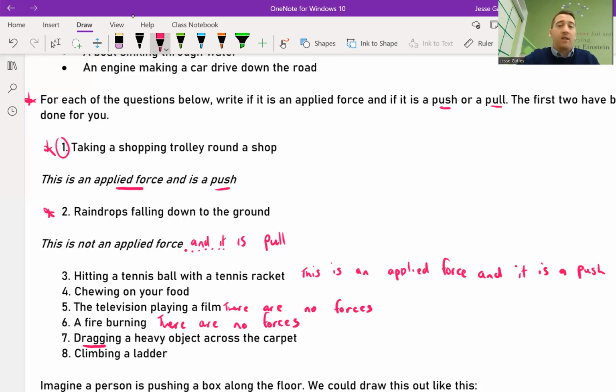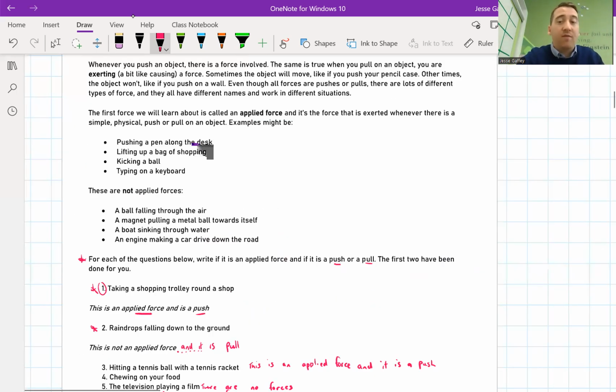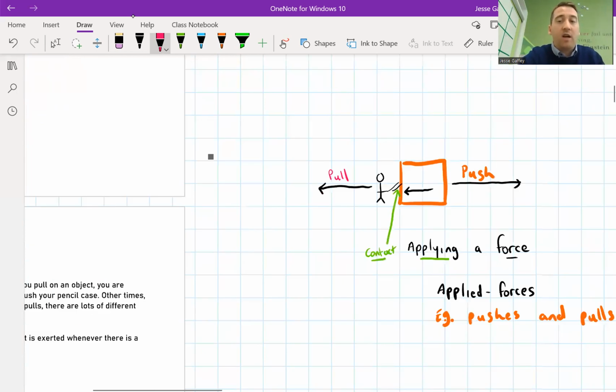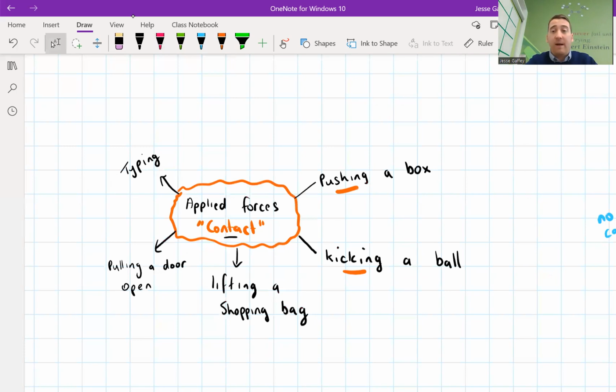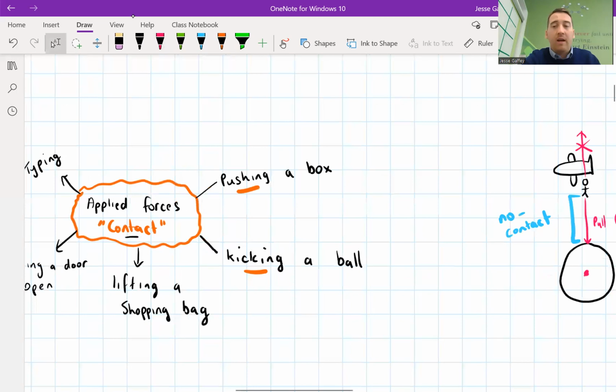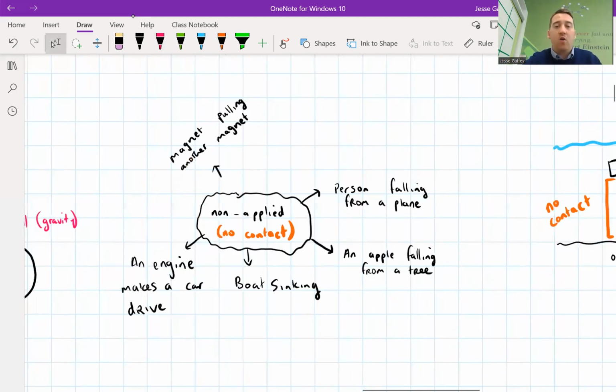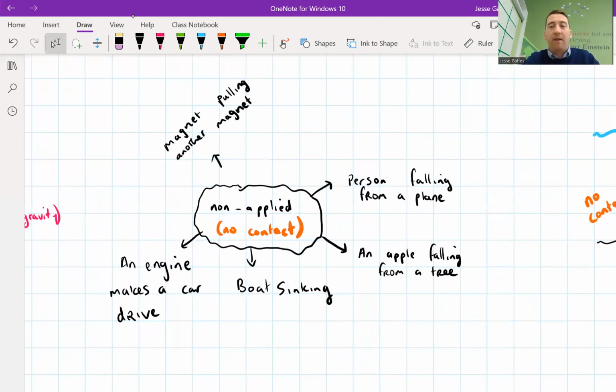All right, so now we've looked at the two different categories of forces. Those are applied forces, and if you didn't get a chance to take down the earlier examples, you might want to pause the video and do that now. And then there are these other ones called non-applied forces, which don't have any contact. If you want to pause the video again, you can take down those. And that's it for the introduction of what forces are and what the main categories of forces are.